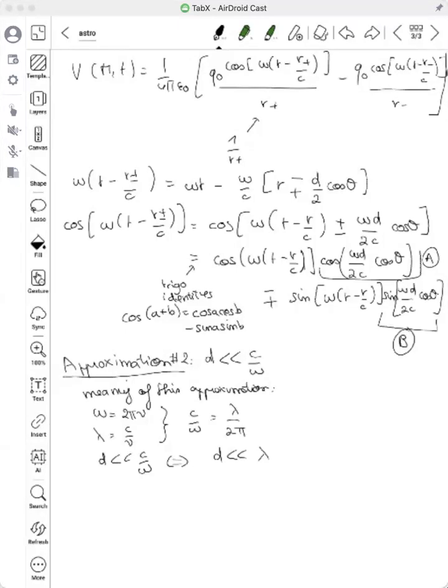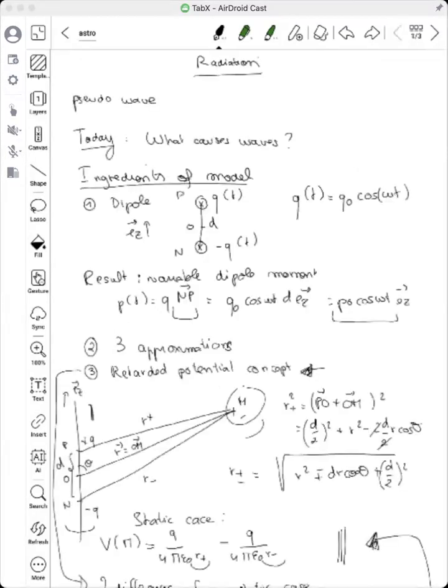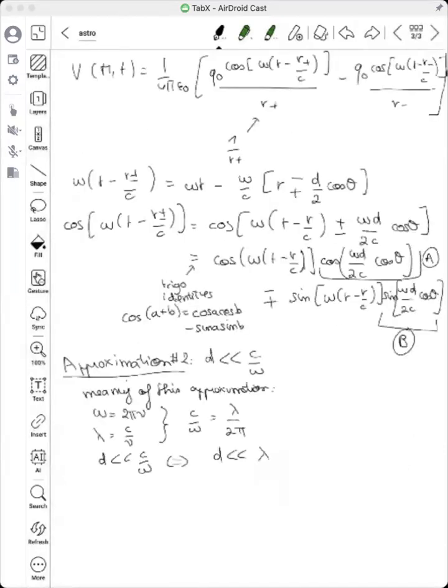Okay, and if we accept this approximation it means that the wavelength of the radiation that is emitted is much larger than what? What is d? d, if you remember, is the size of the dipole. So making this approximation is simply saying that the radiated lambda is much larger than the dipole size, which we haven't shown yet.